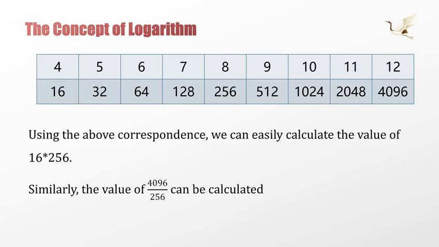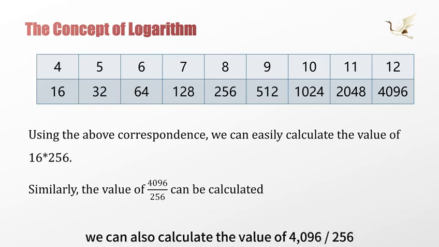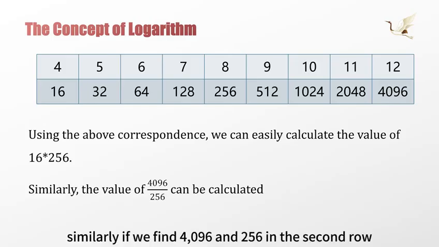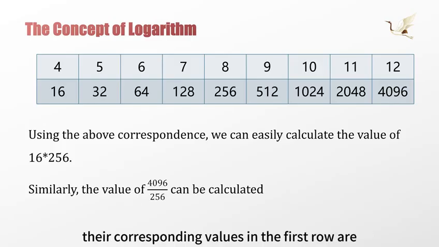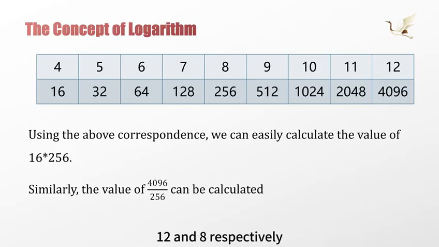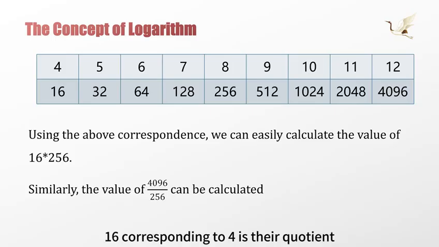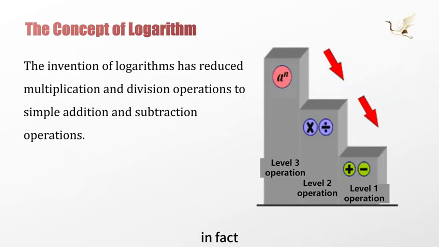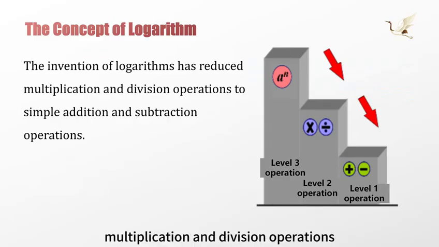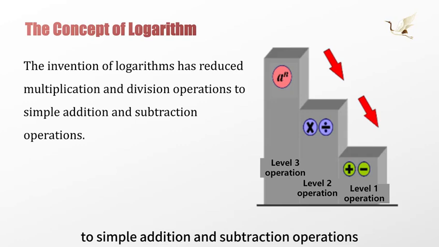Similarly, we can also calculate the value of 4096 divided by 256. If we find 4096 and 256 in the second row, their corresponding values in the first row are 12 and 8 respectively. The difference between 12 and 8 is 4. Find 4 in the first row, and the value 16 corresponding to 4 is their quotient. In fact, through such a table, it is very convenient to reduce multiplication and division operations to simple addition and subtraction operations, which improves the efficiency of calculations.